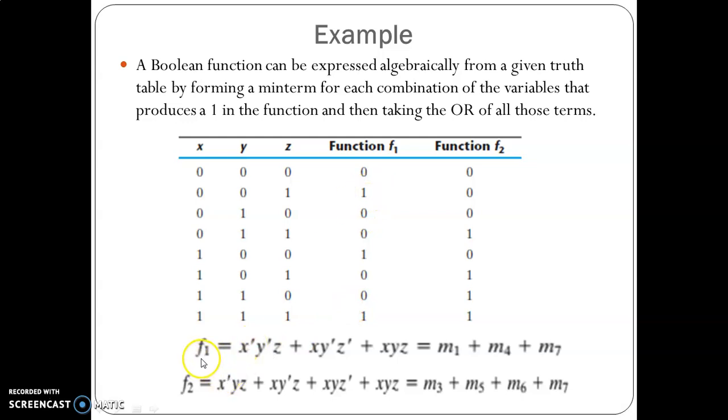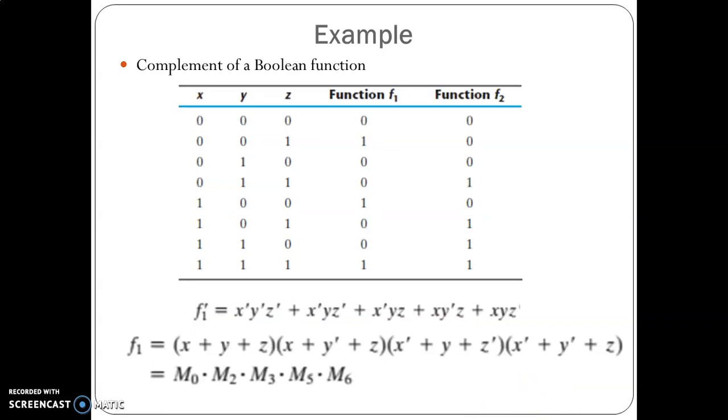So the Boolean function can be written by taking minterms which correspond to the value 1. So I have 1 here, so the corresponding minterm is x bar y bar z. We have 1 here, so the corresponding minterm is x y bar z bar, plus the corresponding minterm to this is x y z. So the function f1 can be the sum of the 3 minterms m1, m4, m7. The same way, the function f2 can also be represented as a Boolean function. So wherever we have 1, we write the corresponding minterms and then we OR those terms. So here it is m3 plus m5 plus m6 plus m7.